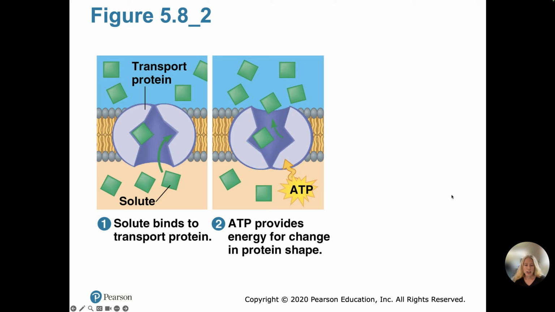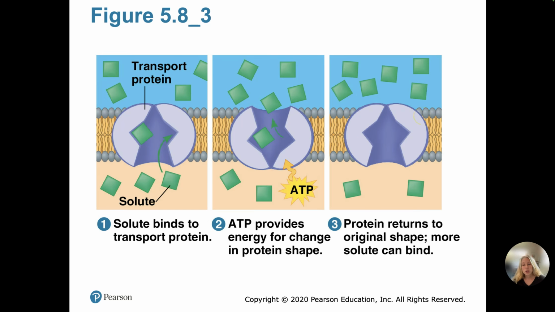ATP then will provide the energy for a slight change in the protein shape. Notice it closes this end and opens up this end and kind of kicks those green solute squares out onto the other side of the membrane. ATP provides that energy for this shape change. And then finally, the protein will return to its original shape where more of the green solute can bind.